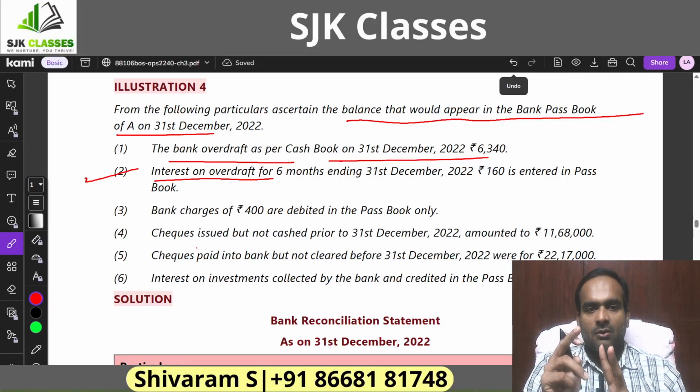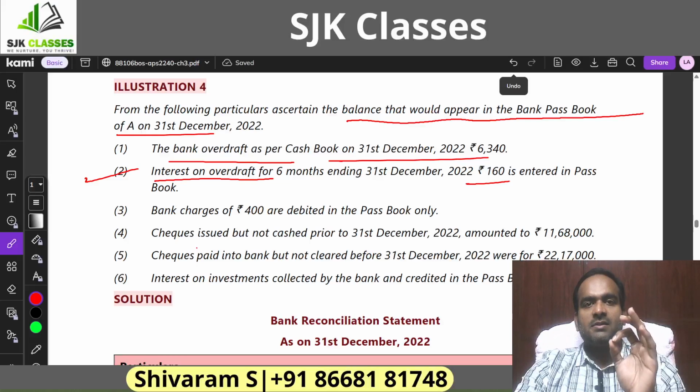So in this scenario, what is given to us? Interest on overdraft means it's nothing but a loan. For a loan, it's interest now. It's a case of payment. So this is a payment for how much? 160. So this is a case of payment. And then the second point is what? We have to identify in which book the impact is there.